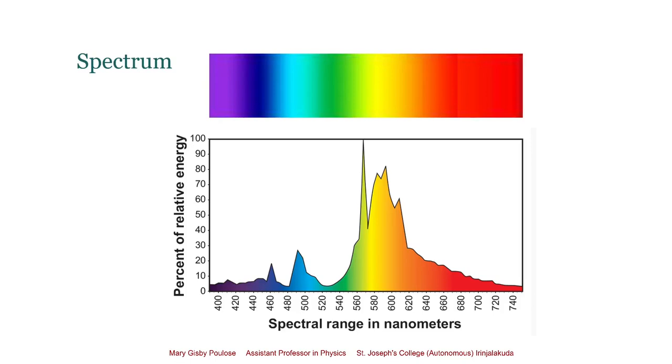So in this spectrum itself, we can see that even though there are different wavelengths, the amplitudes of the different wavelengths are different. The amplitudes of the violet spectrum and blue spectrum are smaller, whereas the amplitude of the green spectrum and the yellow spectrum is the highest.